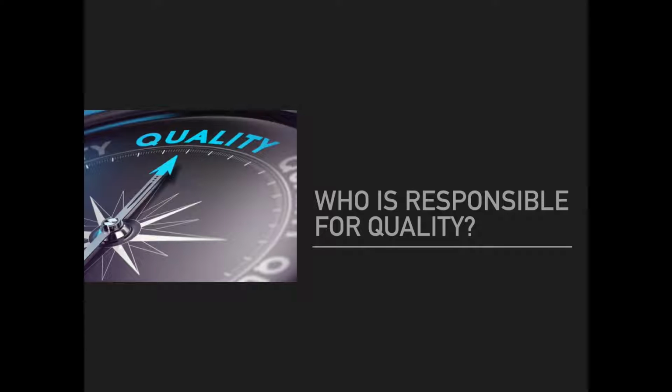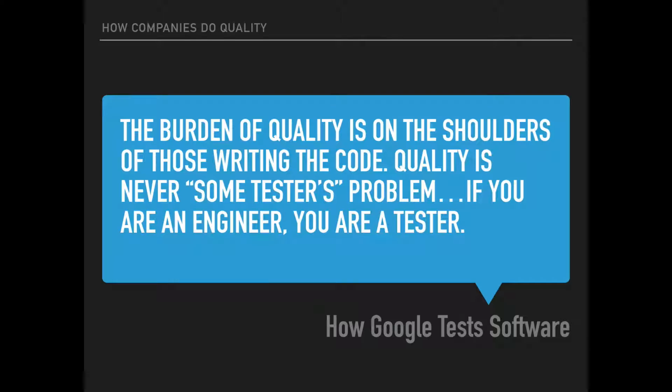If you go back to the waterfall method, I think this is really one of the problems, that the developers write their code and then they pass it off to a quality team that's responsible for making sure it's quality. I would really argue that doesn't work at all if you have this separate QA team that's in charge of quality. So this is from How Google Tests Software. I really like this quote. The burden of quality is on the shoulders of those writing the code. Quality is never some tester's problem. If you are an engineer, you're a tester. So that's very strongly how I feel, that you can't throw testers at code to add quality.